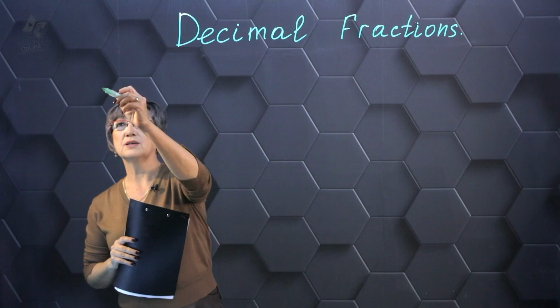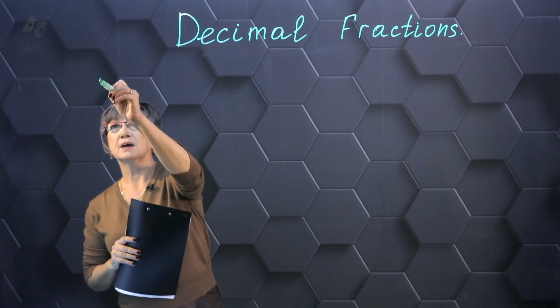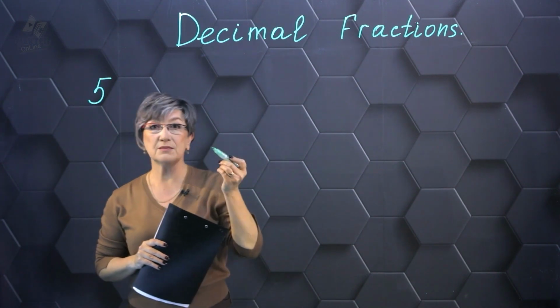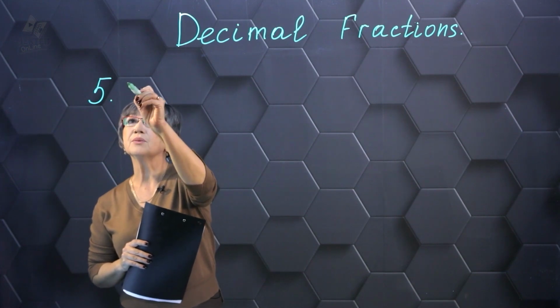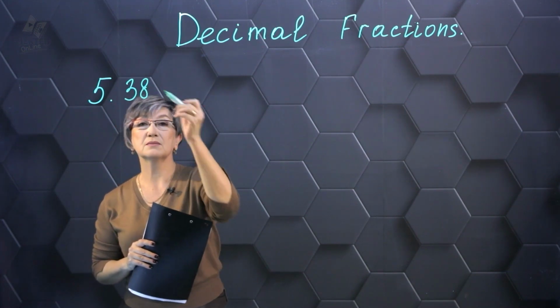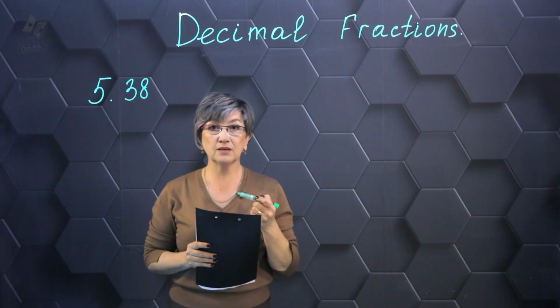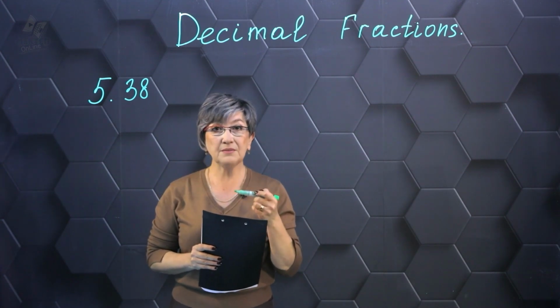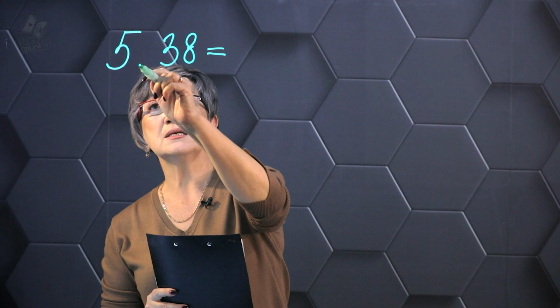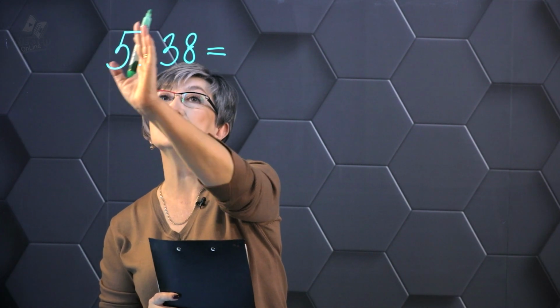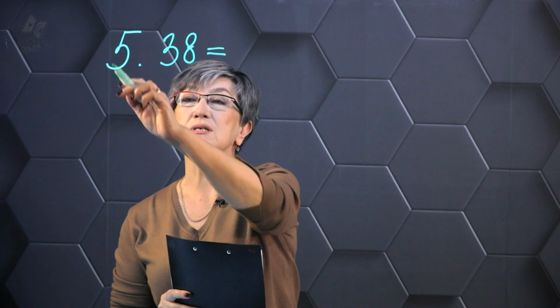Let's go through the following example. I'm writing down the following decimal: 5.38. How do I convert this number to an ordinary fraction? Use a fraction bar in your record. Write equals. So we remember that the point separates the whole part and the fractional part in our decimal notation. So 5, that would be 5 integers. So I'm writing 5 whole.